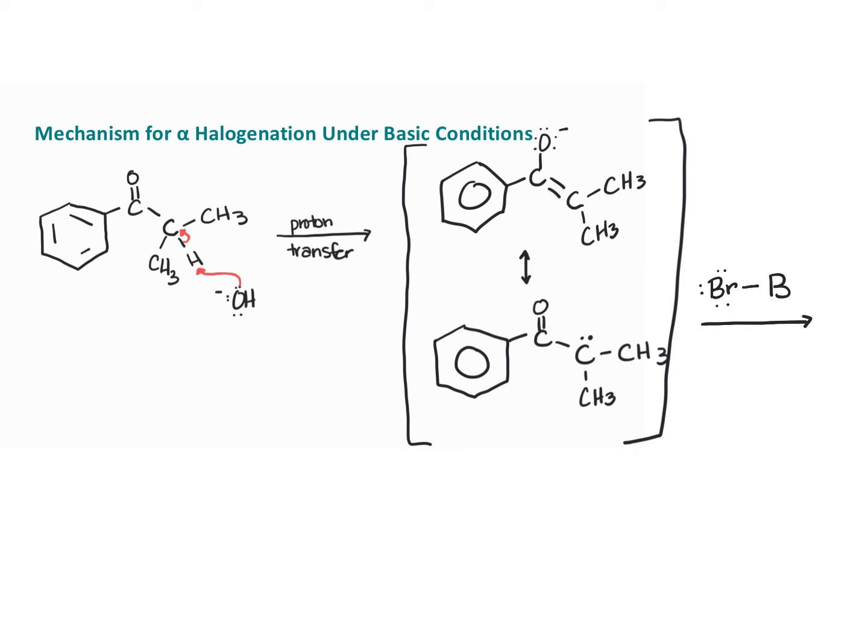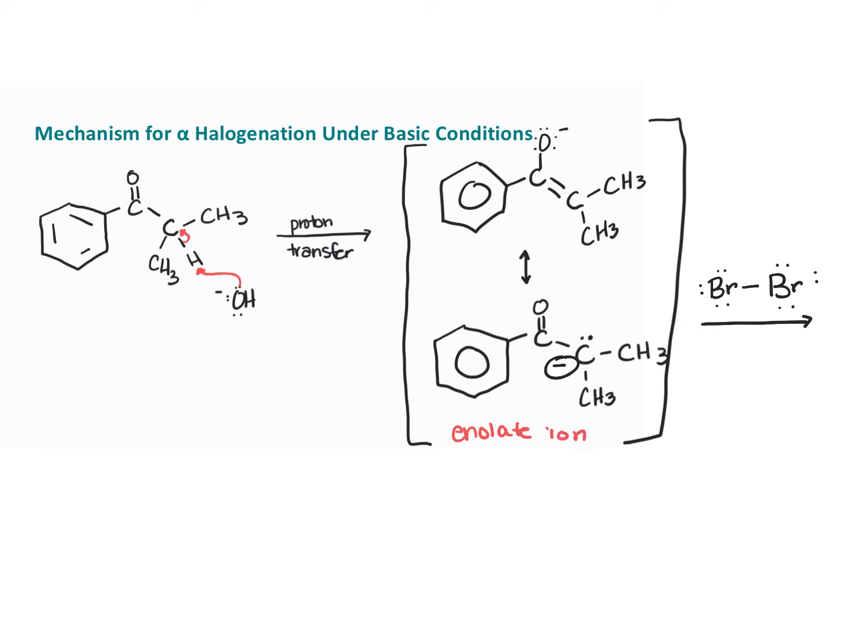Br2 looks like this. Okay. And what happens is that the carbon with its negative charge here, and don't forget your charges, I forgot mine, don't be like me, is more nucleophilic, right? This is actually called an enolate ion.